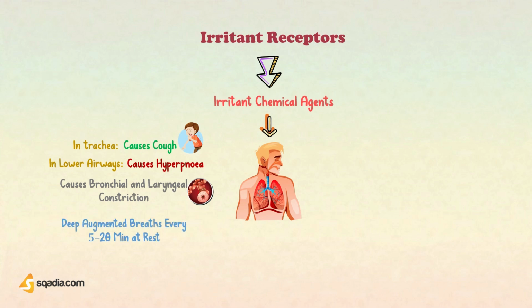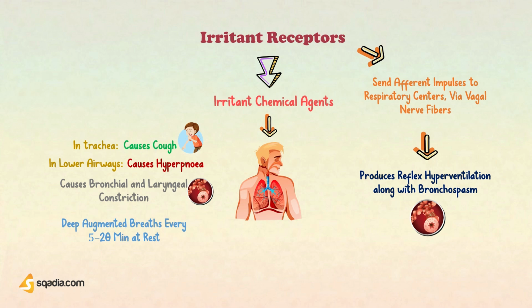They are also responsible for the deep augmented breaths every 5 to 20 minutes at rest, reversing the slow collapse of the lungs that occurs in quiet breathing and may be involved in the first deep gasps of the newborn. These receptors send afferent impulses to respiratory centers via vagal nerve fibers. Now, stimulation of irritant receptors produces reflex hyperventilation along with bronchospasm. Hyperventilation along with bronchospasm prevents further entry of harmful agents into the alveoli.